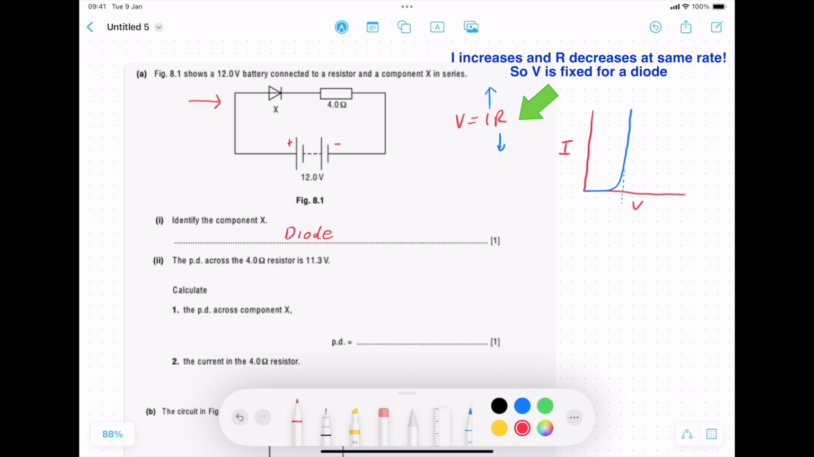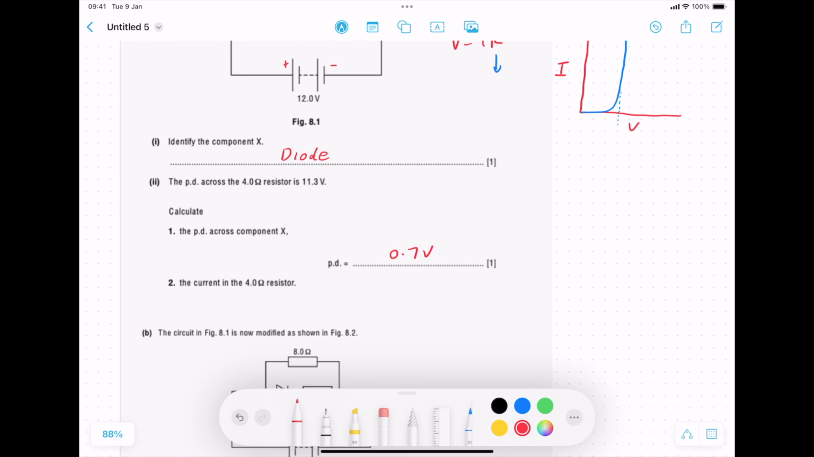Right, so now that I've said that, the potential difference across the 4 ohm resistor is 11.3 volts. Calculate the potential difference across component X. So we have a series setup. I said in my last video that in a series circuit, the voltage is shared amongst devices. So if 11.3 volts is going to the 4 ohm resistor, that means 0.7 volts is going to the diode.